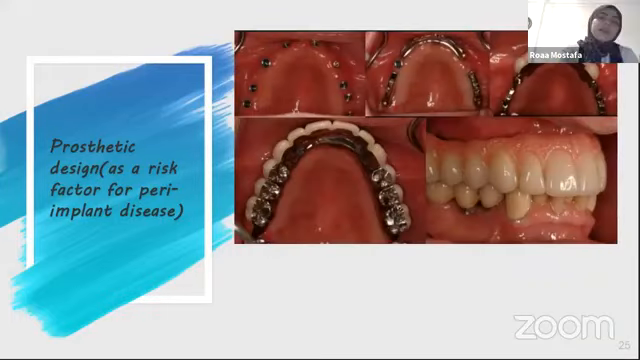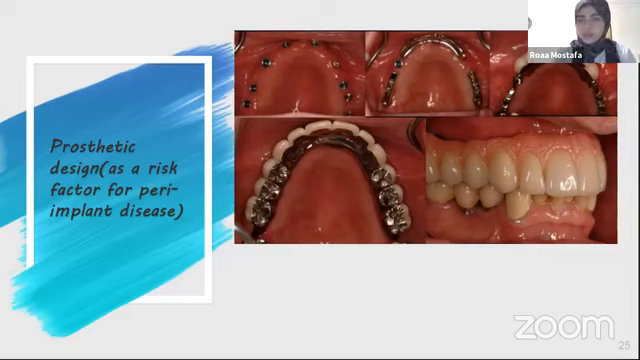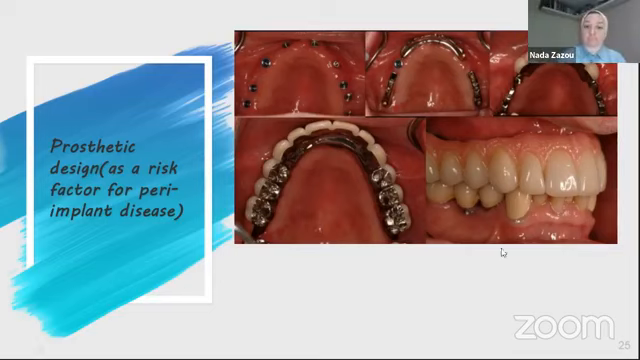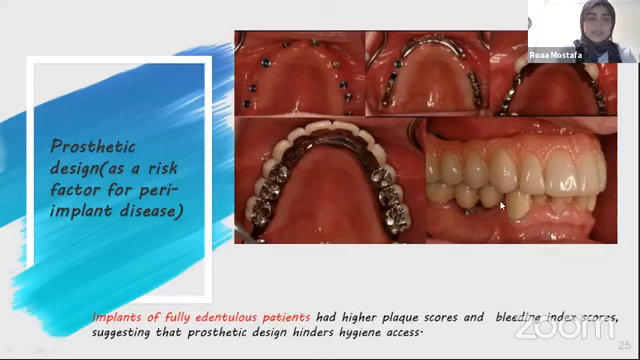Okay, if I have a fully edentulous patient and a partially edentulous patient, and we are going to restore both of them with implants, the fully edentulous patient will, of course, have less access for hygiene than the partially edentulous patient. So the fully edentulous patient will have high plaque scores and bleeding index and will have more peri-implantitis than the partially edentulous patients.